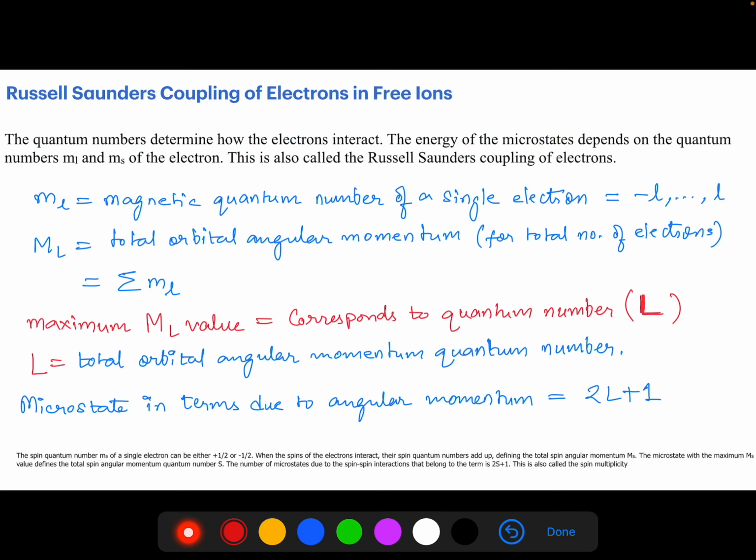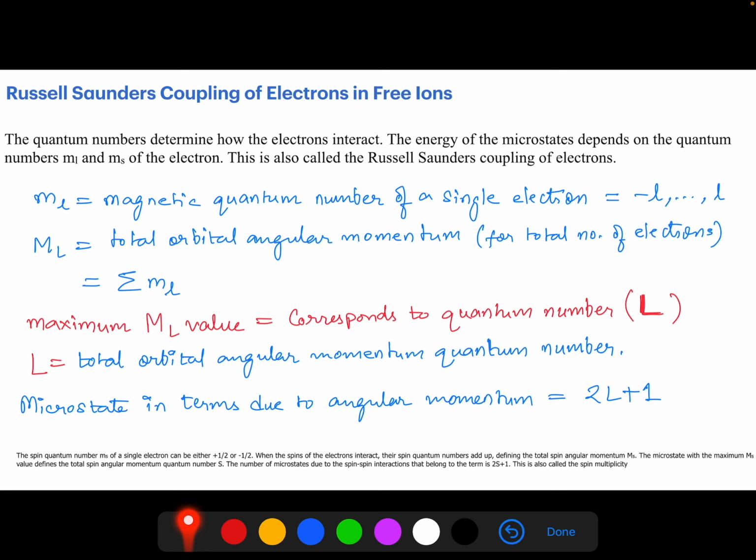Coming to what this electron-electron interaction gives us: the quantum numbers which determine how the electrons interact. The energy of the microstate depends on these quantum numbers, which are ml and ms of each electron. This is called the Russell-Saunders coupling of electrons. So what are ml and ms? ml is the magnetic quantum number of a single electron, and it goes from minus l to plus l.